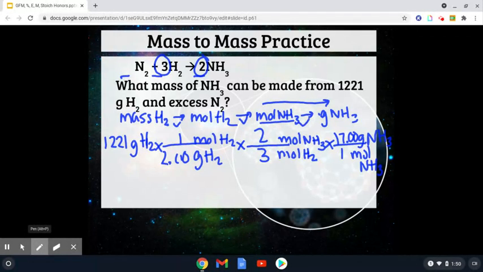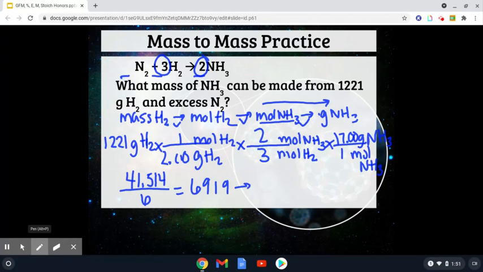So now I'm going to solve. I'm going to multiply all the numbers on the top. So I'll do 1,221 times 1 times 2 times 17, and I'm going to get 41,514. Then I'll do the same thing for the bottom. 2 times 3 times 1 is 6. The calculator is going to read 6,919. And then I need to sig fig that.